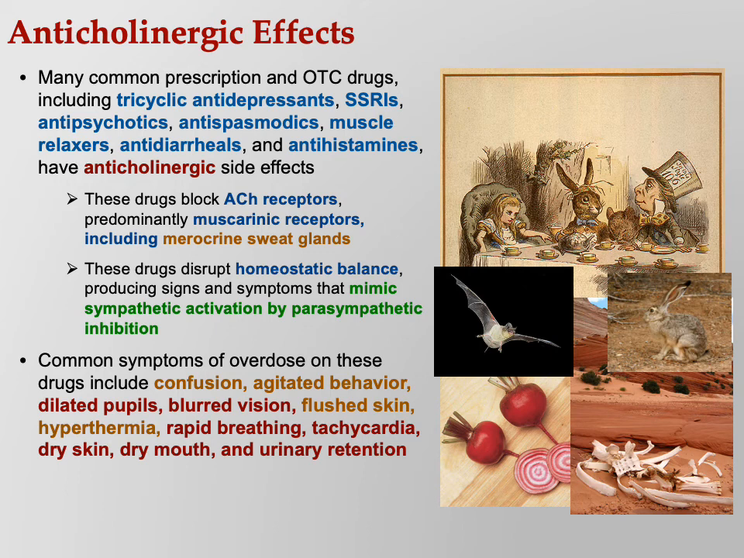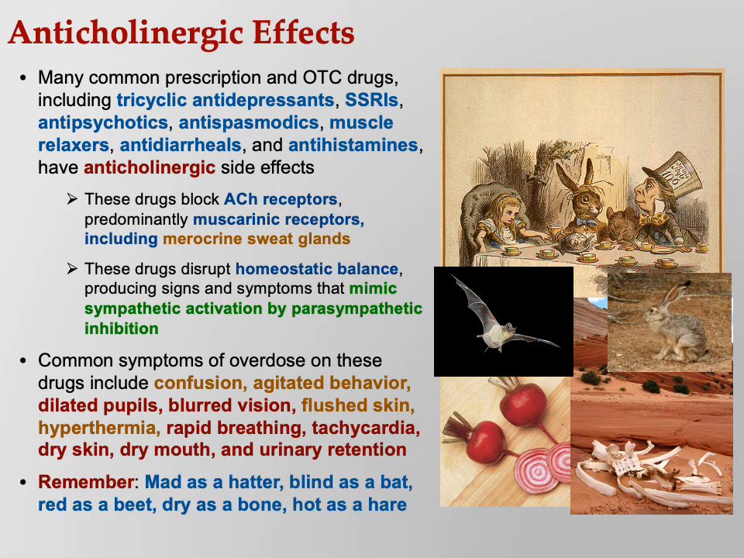And there's a little memory device that they teach medical students and nursing students and everybody else in the world who has to learn this. Mad as a hatter, blind as a bat, red as a beet, dry as a bone, hot as a hare. Mad as a hatter, you're confused. Blind as a bat, pupils are dilated and they can't focus the lens. Red as a beet, all that blood is up on the surface. Dry as a bone, you can't sweat, you can't spit. Hot as a hare. Hares, like jackrabbits, run a slightly higher body temperature than humans do, maybe like 99, 100, something like that. So your body temperature is more like that of a hare, okay?